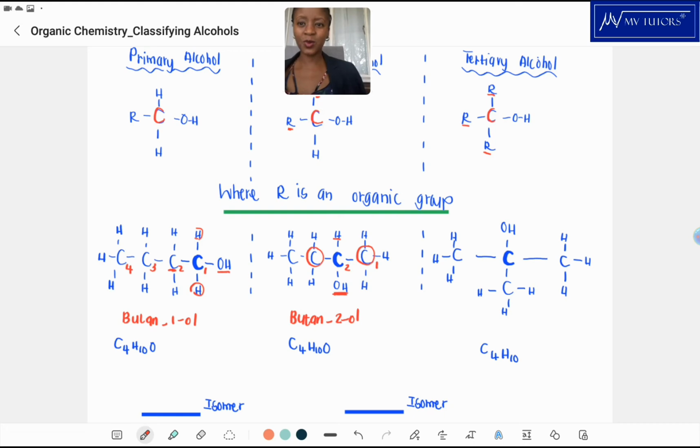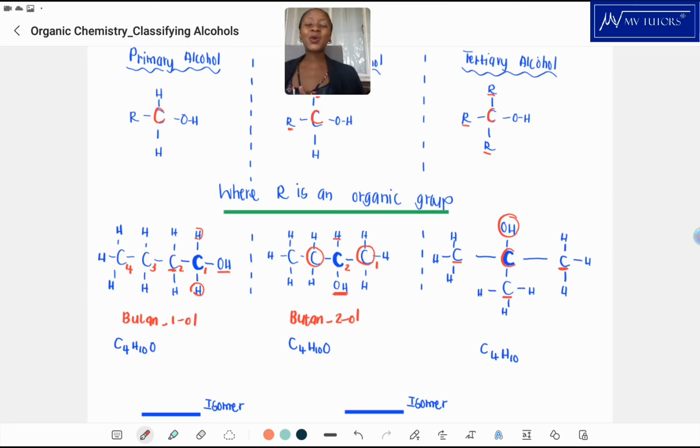Now we get to the third example. So where is my hydroxyl group? I see it, it's there. And this is my carbon of interest. So how many other carbons are attached to my carbon of interest? Well, there's one over here, there's a second one, and there's a third one. So there are 3 carbons attached. Hence, this will be my tertiary alcohol.